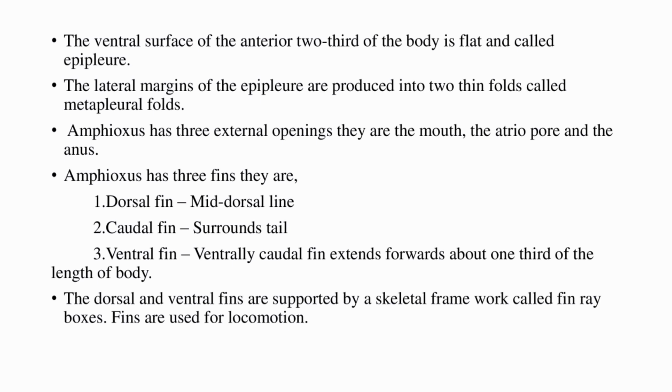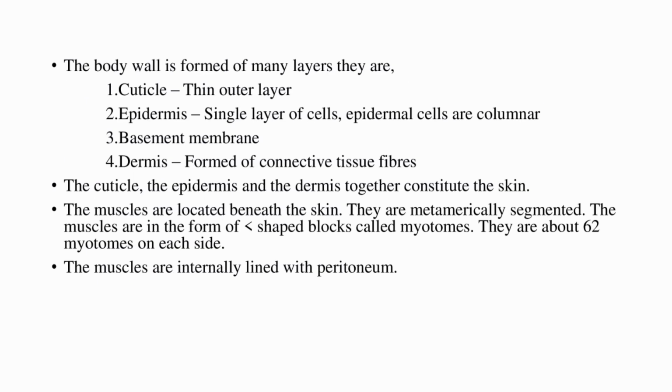Amphioxus has three external openings. They are the mouth, the atriopore, and the anus. Amphioxus has three fins. They are the dorsal fin, along the mid-dorsal line; the caudal fin, which surrounds the tail; and the ventral fin, ventrally. The caudal fin extends forward about 1/3 of the length of the body. The dorsal and ventral fins are supported by a skeletal framework called fin-ray boxes. Fins are used for locomotion.